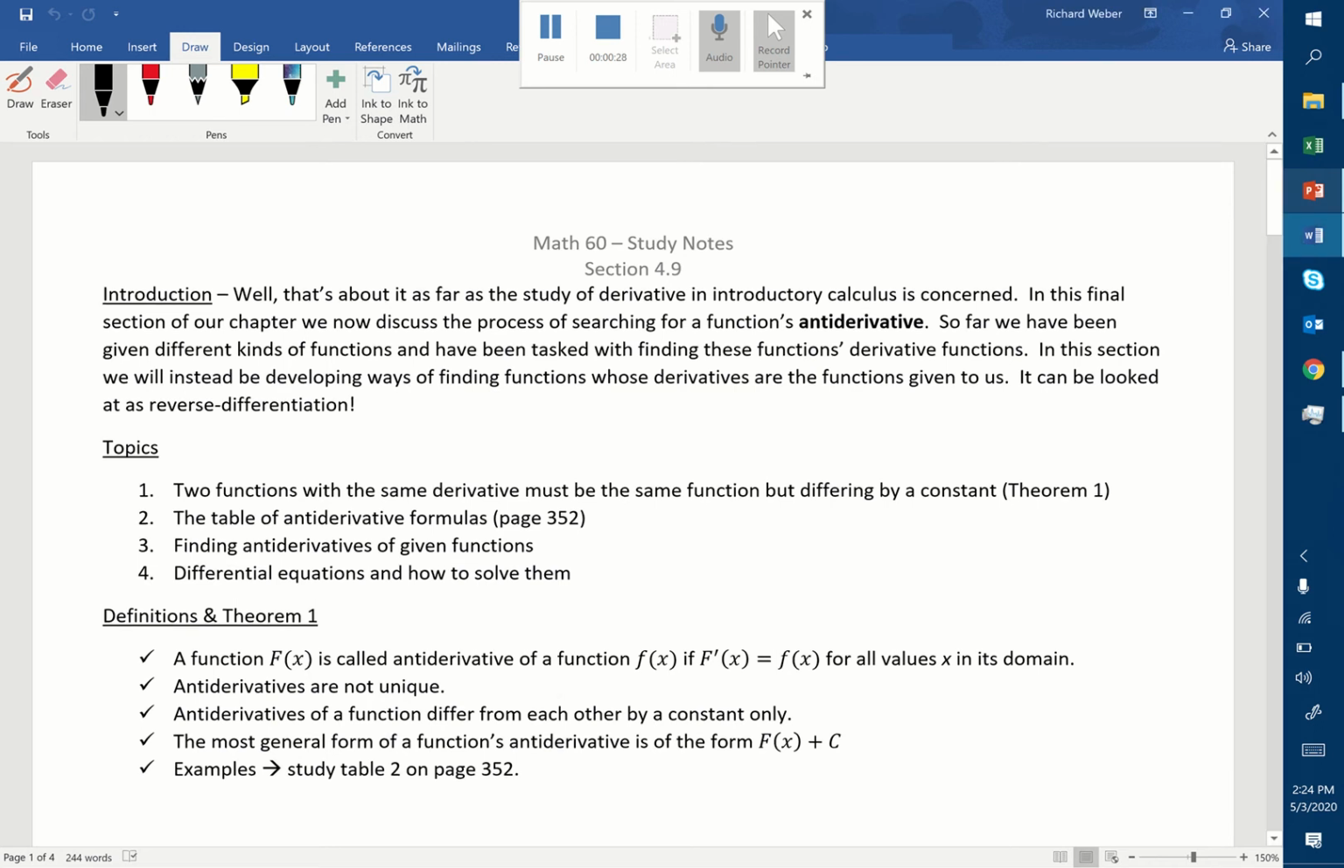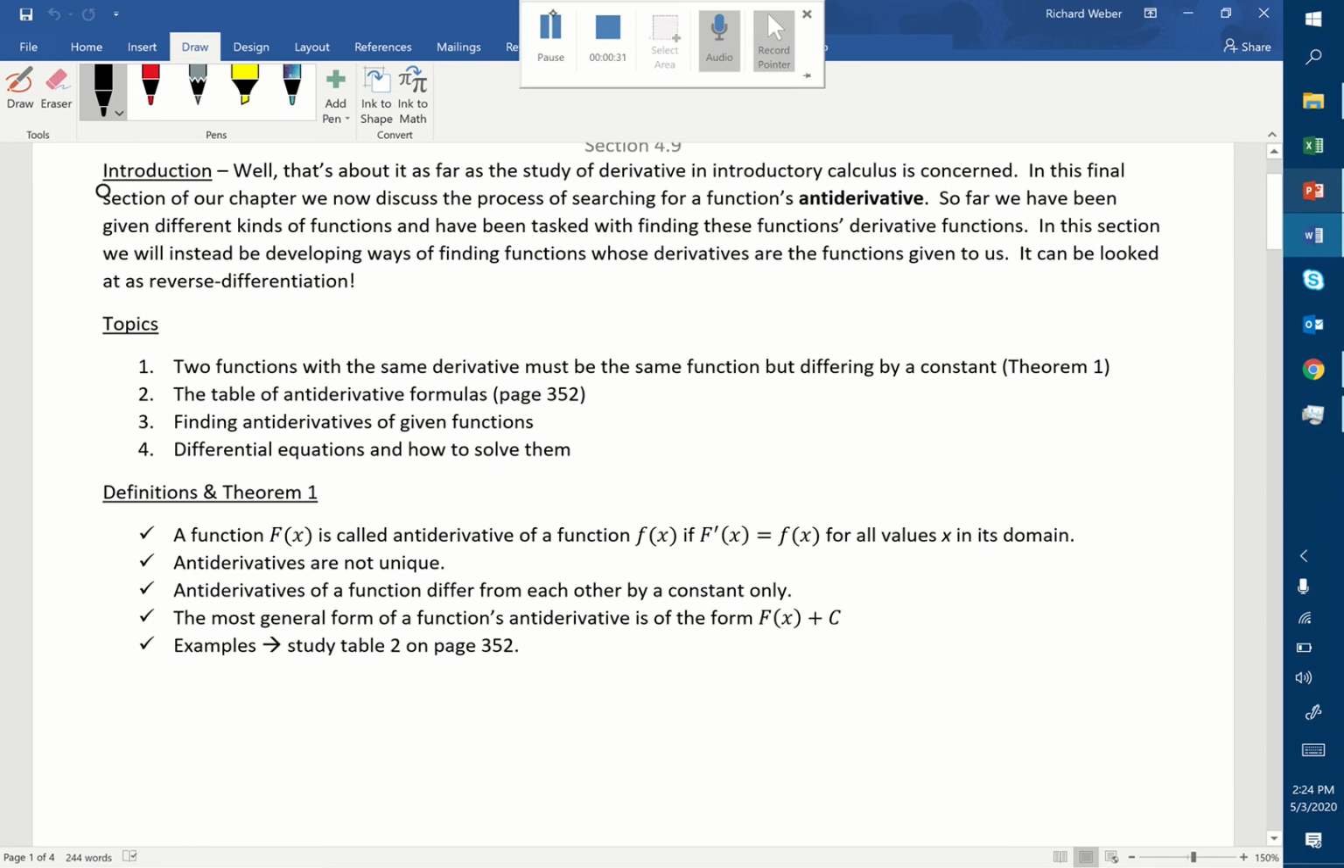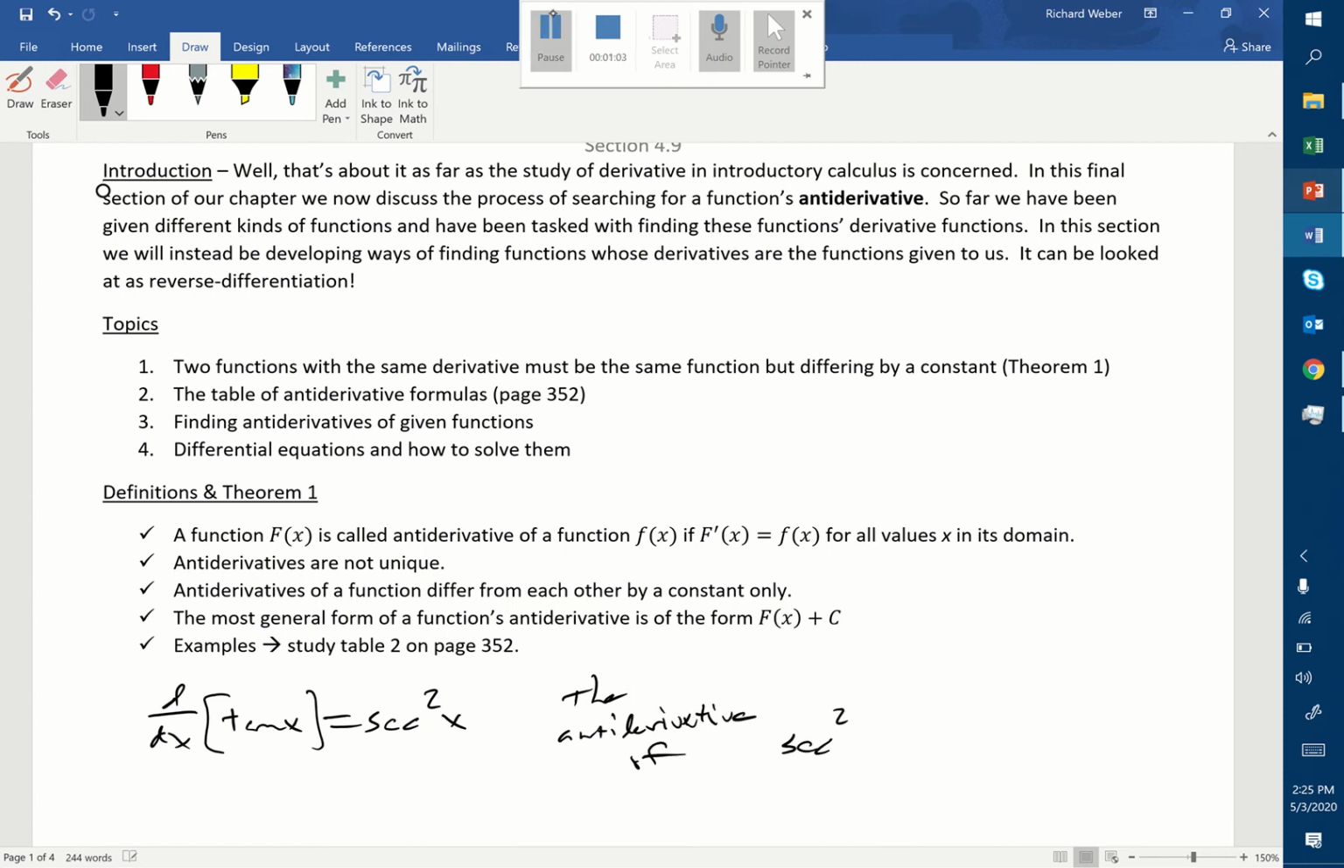So let's explain that, very quickly. Did you know that the derivative of, say, tangent is secant squared? Of course you did, right? Here's the thing. You can go the other way. I'll say it in English, the antiderivative of secant squared x is tangent x.